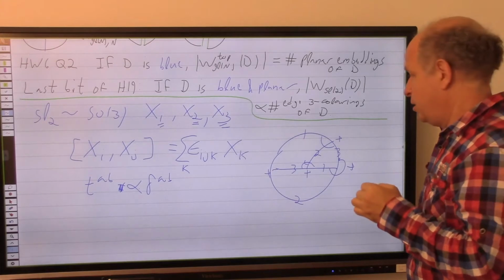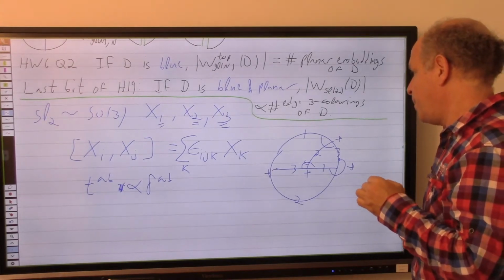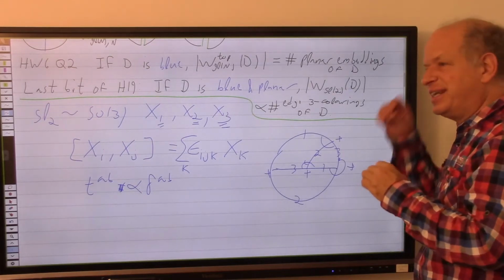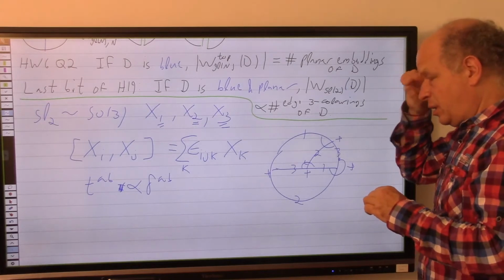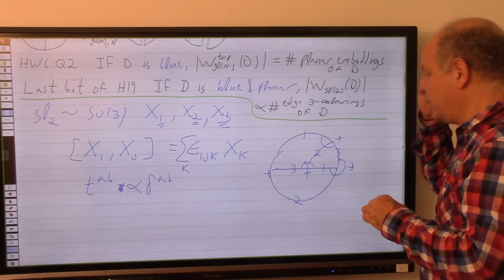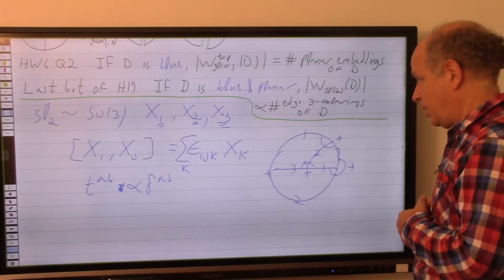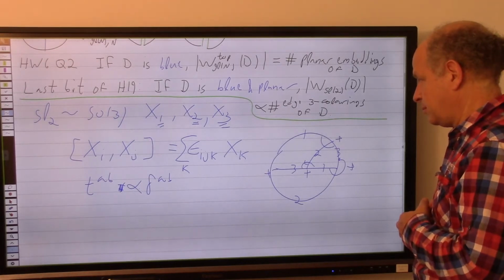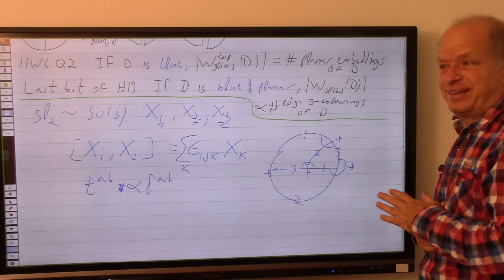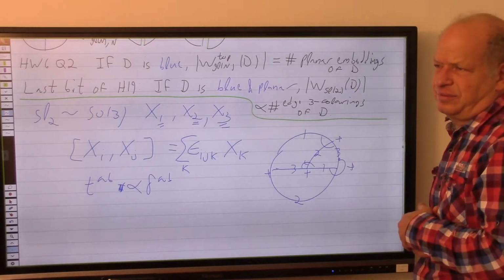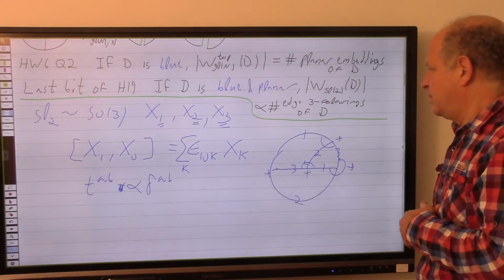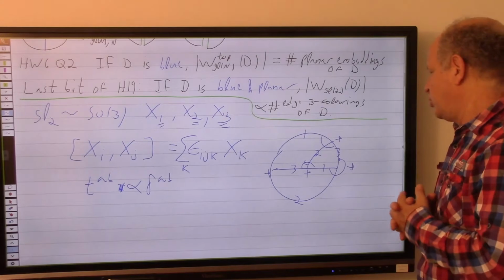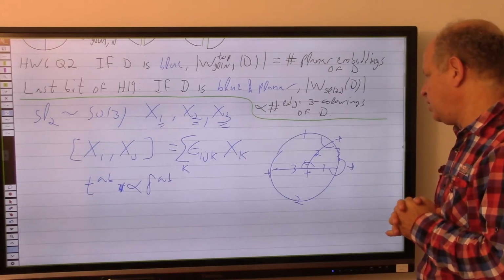The claim is that for a planar diagram, all colorings have the same weight. Sorry, not the same weight, the same sign. And I'm not going to show it. A question: if you talk about coloring, are you coloring the edges or the points? I'm coloring the edges, with the colors 1, 2, 3. So I'm not going to show it. It's not hard.